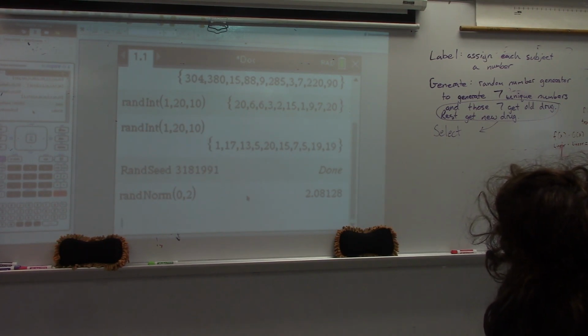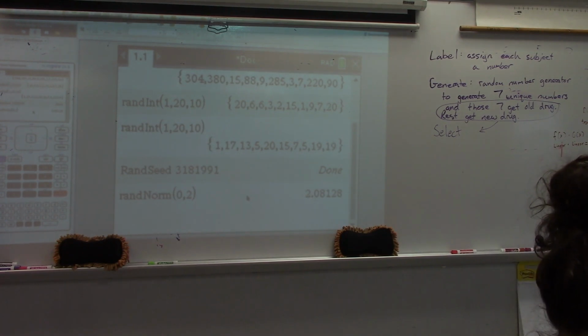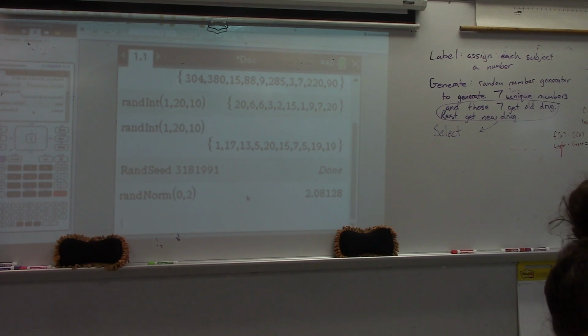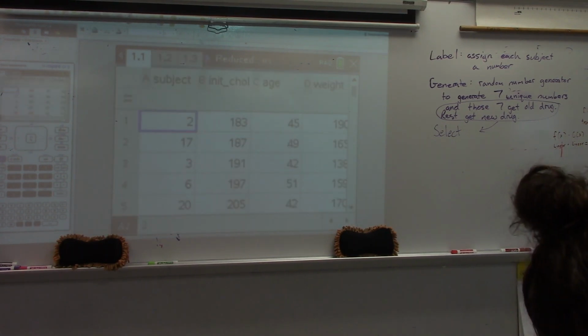Independent cholesterol, treatment, and then random normal. So initial cholesterol goes with individual. Random normal, mean of 0, standard deviation of 2. Okay, so individual is our individual effect. Treatment is our treatment effect.